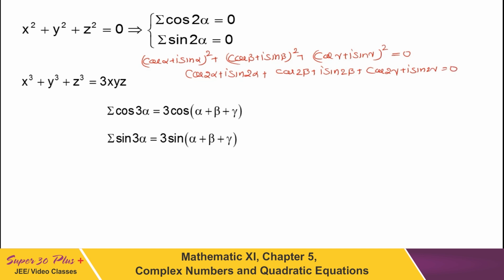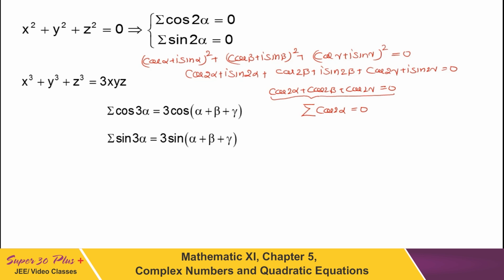This is equal to 0. Now we can find that cos 2α + cos 2β + cos 2γ is equal to 0, and this can be written as summation cos 2α is equal to 0. Means in this form, this whole equation can be written in simplest form. What is the meaning of summation cos 2α? It is equal to cos 2α + cos 2β + cos 2γ. And similarly, what is the meaning of summation sin 2α?